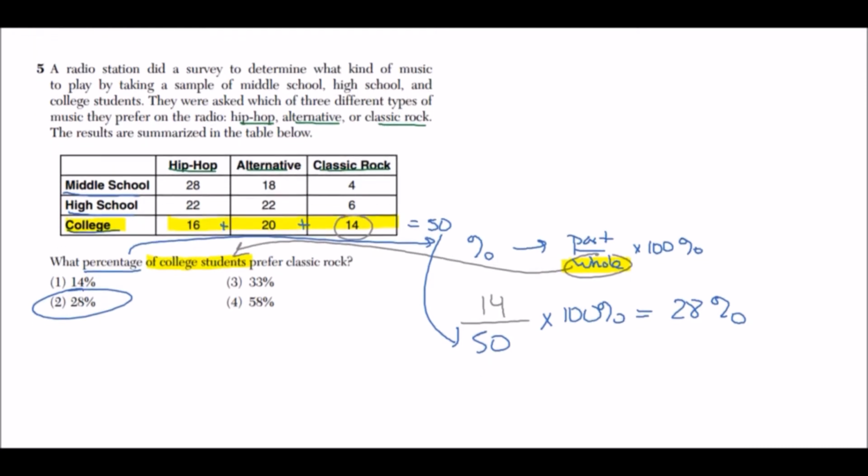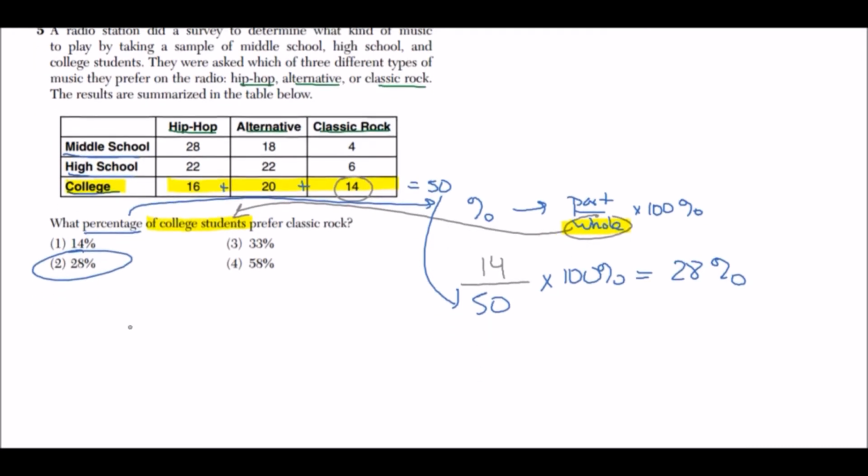There's another way to look at this question, which is "is" over "of" equals percent over 100, kind of a mnemonic formula for percentages. And the "is" is the 14 rather. The "of" is the number of college students, that is the 50, and percent is our unknown here. It asks what percentage, over 100.